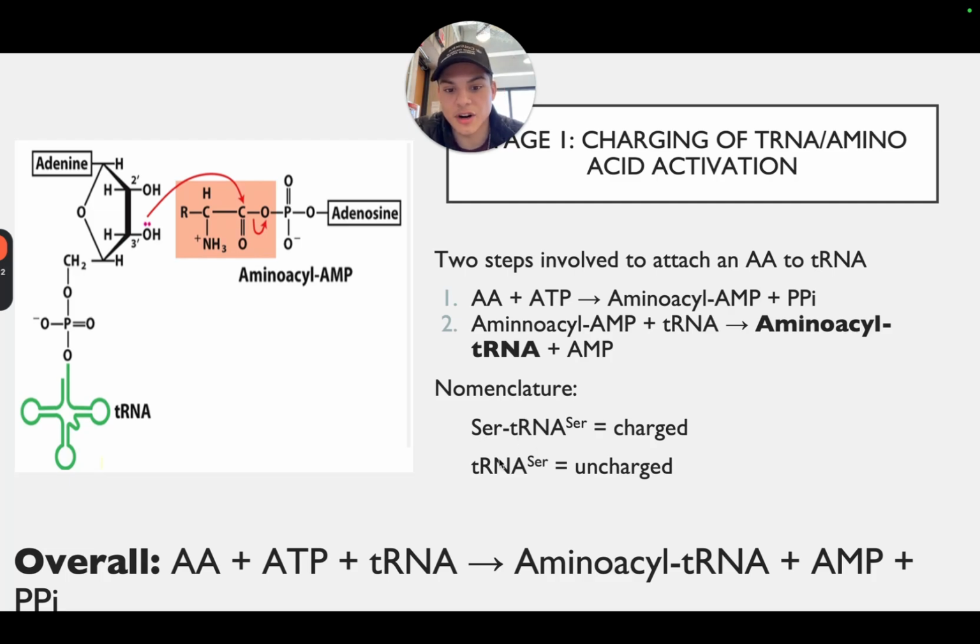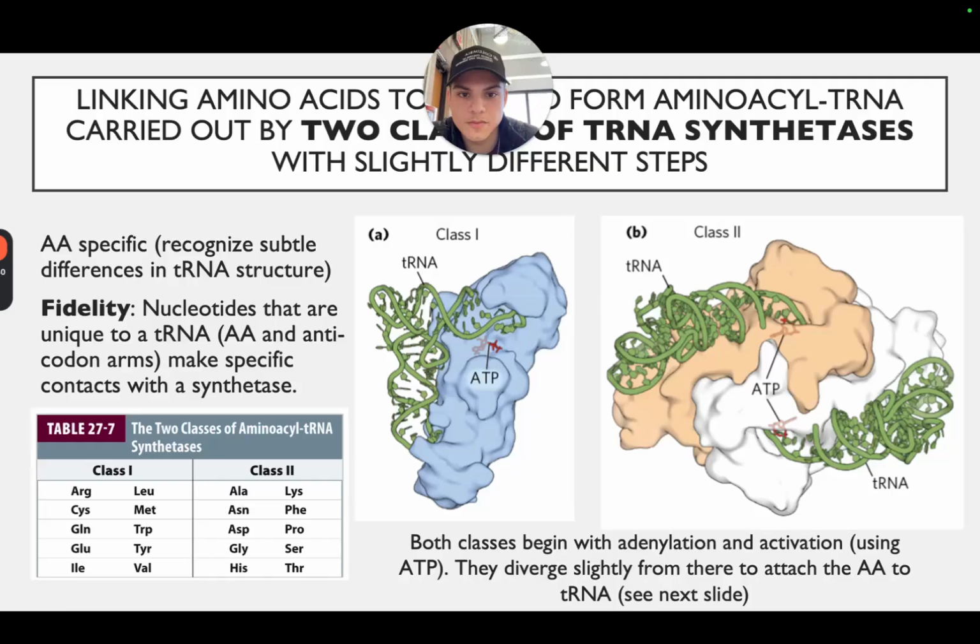Ser-tRNA-Ser is charged, whereas tRNA-Ser is uncharged. This superscript just means that this is a tRNA specifically for serine, but it doesn't have the serine actually attached to it yet. It is not aminoacylated. So just know this nomenclature.